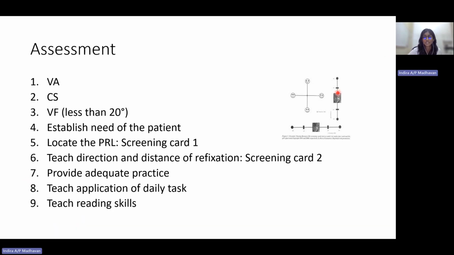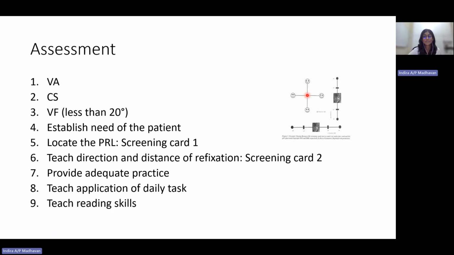If you look at the picture, this is screening cut number 1, the one with smileys. And this is screening cut number 2, the girl's face. Both of these are screening cut number 2. So in screening cut number 1, when we use this, we are doing this to locate the PRL, the preferred retinal loci of the patient.